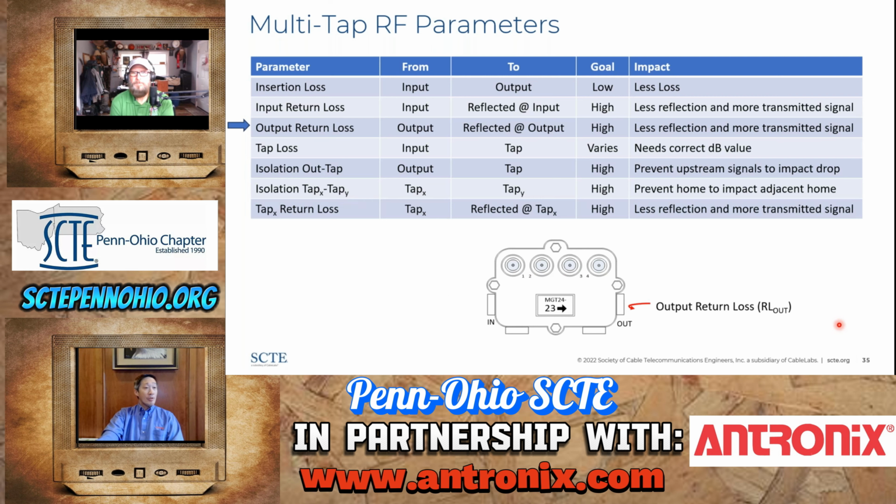Same thing for output return loss. It's the reflection at the output. You also want a high output return loss.